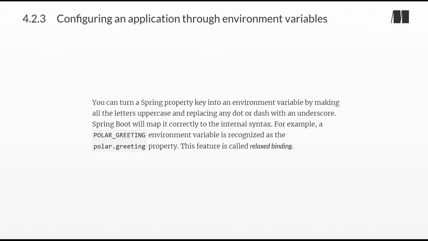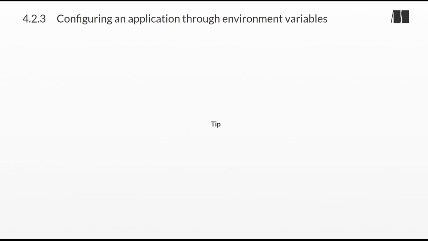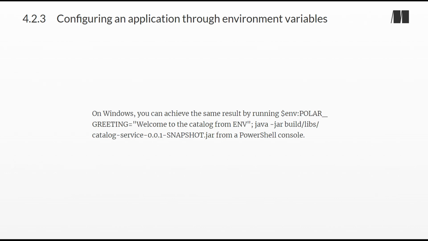For example, a POLAR_GREETING environment variable is recognized as the polar.greeting property. This feature is called relaxed binding. In the catalog service application, you can override the polar.greeting property with the following command. See this code? Tip: on Windows, you can achieve the same result by running this from a PowerShell console.